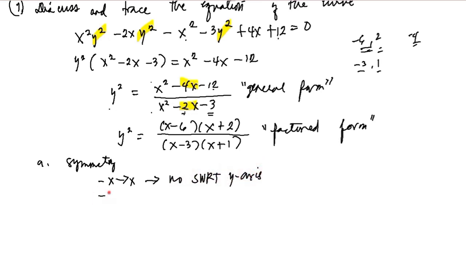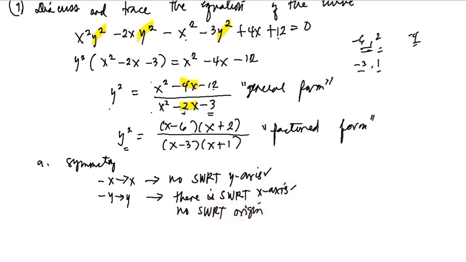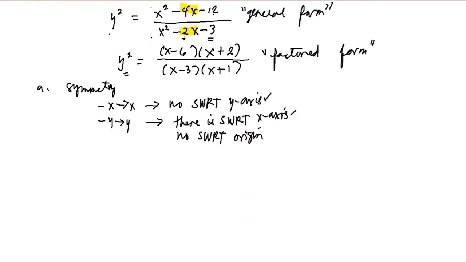Pero pag change natin yung negative y doon sa y natin, this y square here, even siya ay negative, is still y squared. So, there is symmetry with respect to the x-axis. And simultaneously, pag change natin siya, mag-change naman, no? Mayroong changes dito sa x natin. Dito wala. So, there is no symmetry with respect to the origin. Okay. So, how about the intercepts?